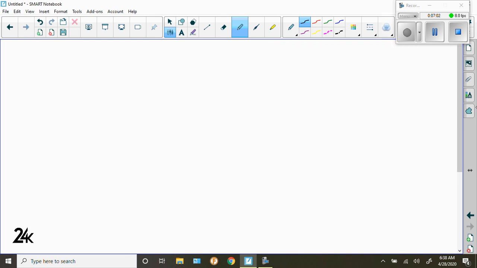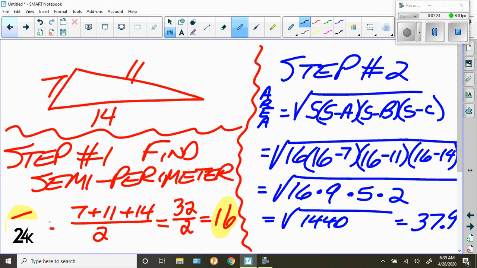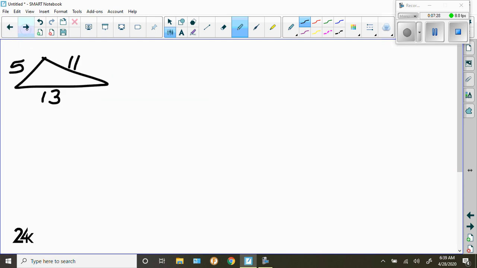All right, here's another triangle. That guy's looking good. Okay, let's do 5, 11, and 13. So you're thinking, this is pretty doggone close to the other problems. 7, 11, 14. I did 5, 11, 13. Okay, what could be different? Well, let's find out.